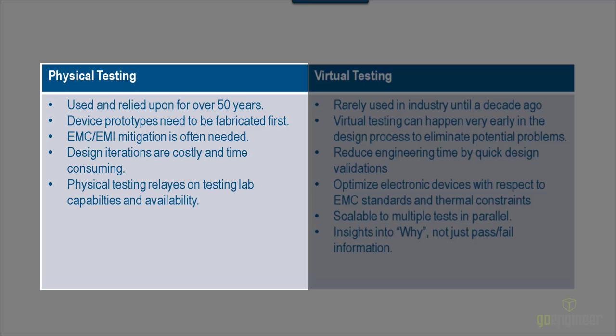If you do physical testing, you need to have a prototype that has been fabricated first. So you need to wait to have this first prototype. And then, if something goes wrong and you don't pass the normative, you will ask an EMC guru to come and put a capacitor here and there to fix the issue. And it can take time. And it's not easy to make design iterations. It will be cost and time consuming.